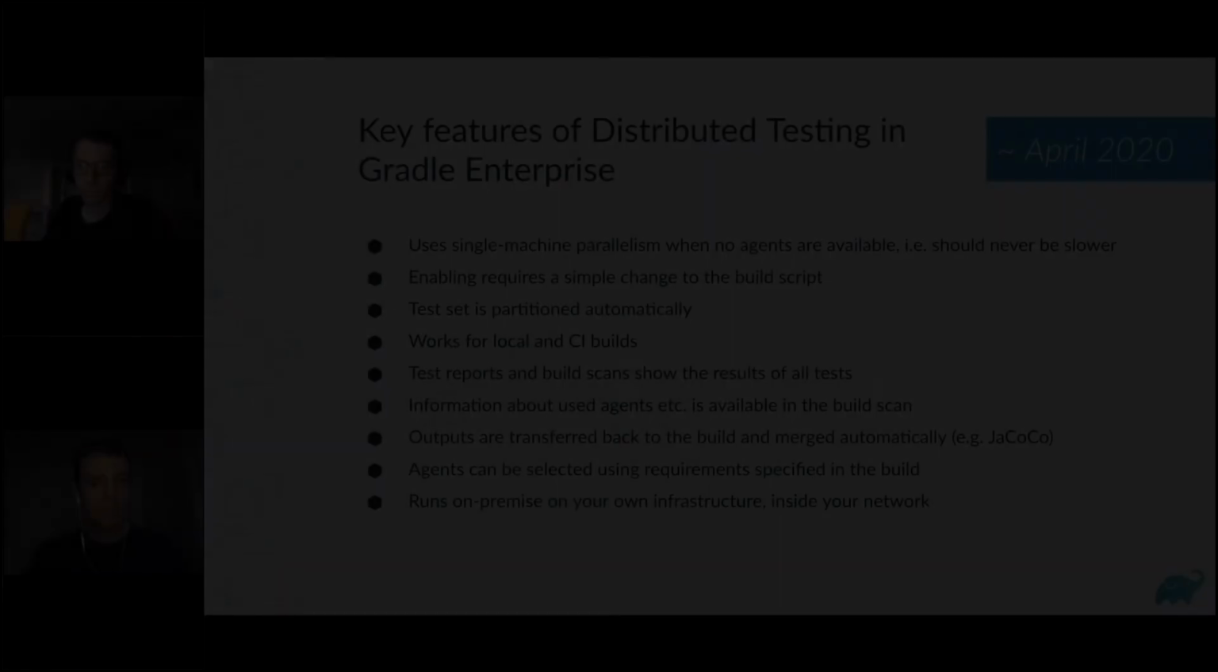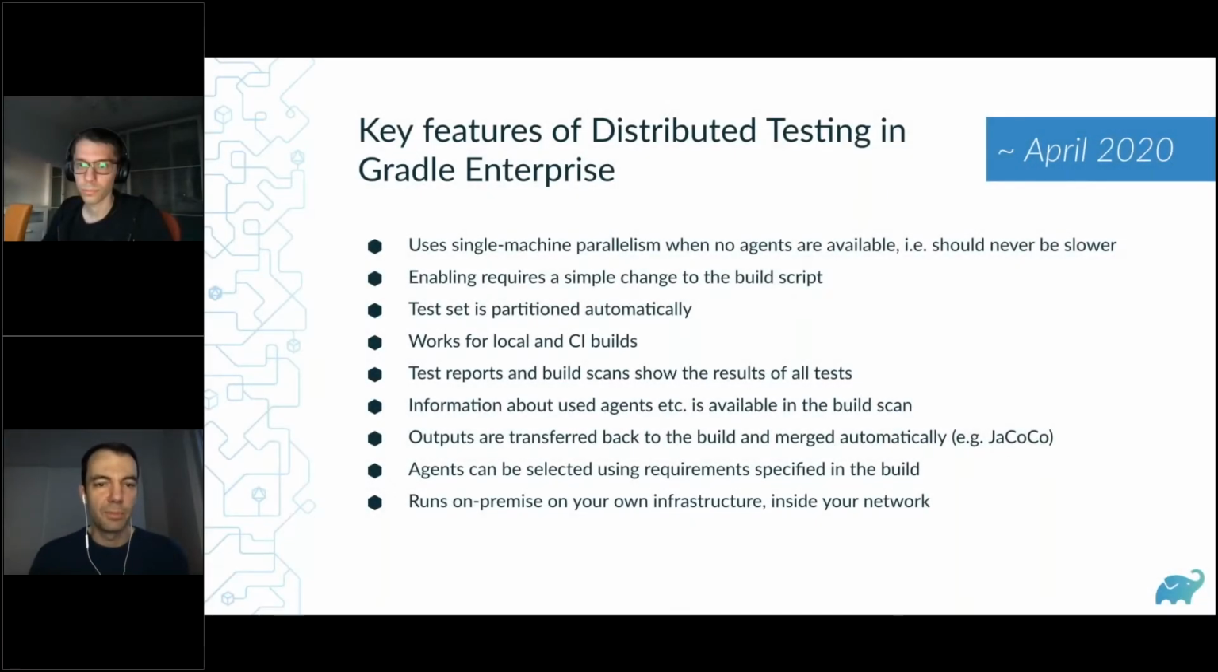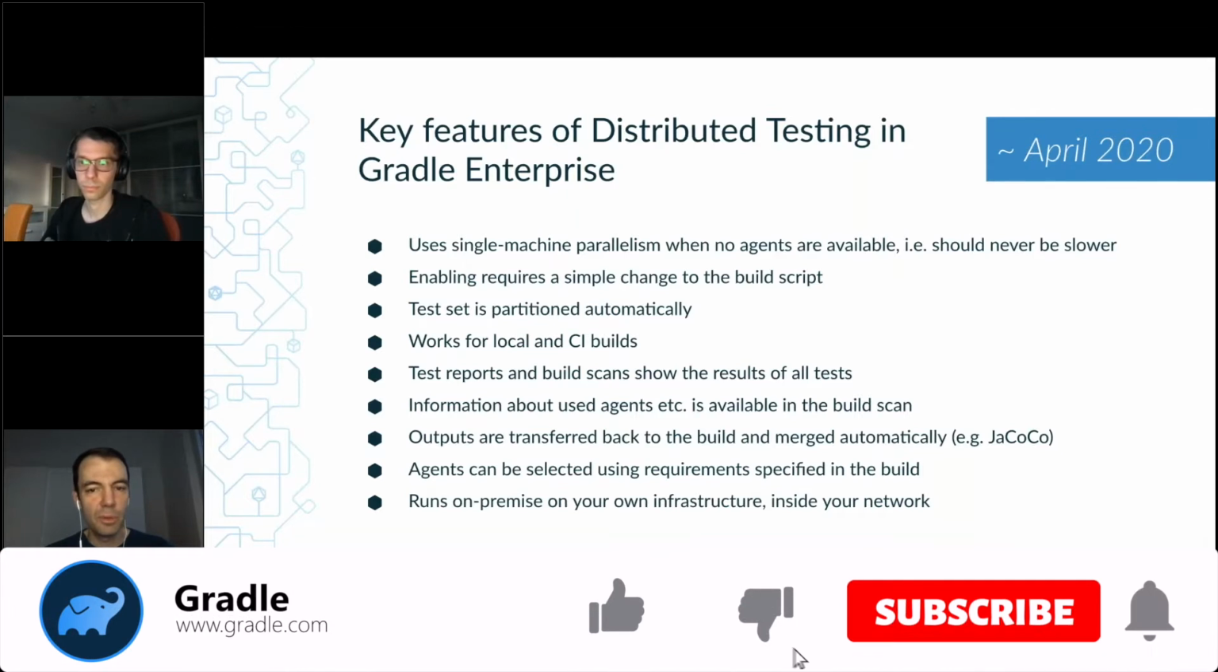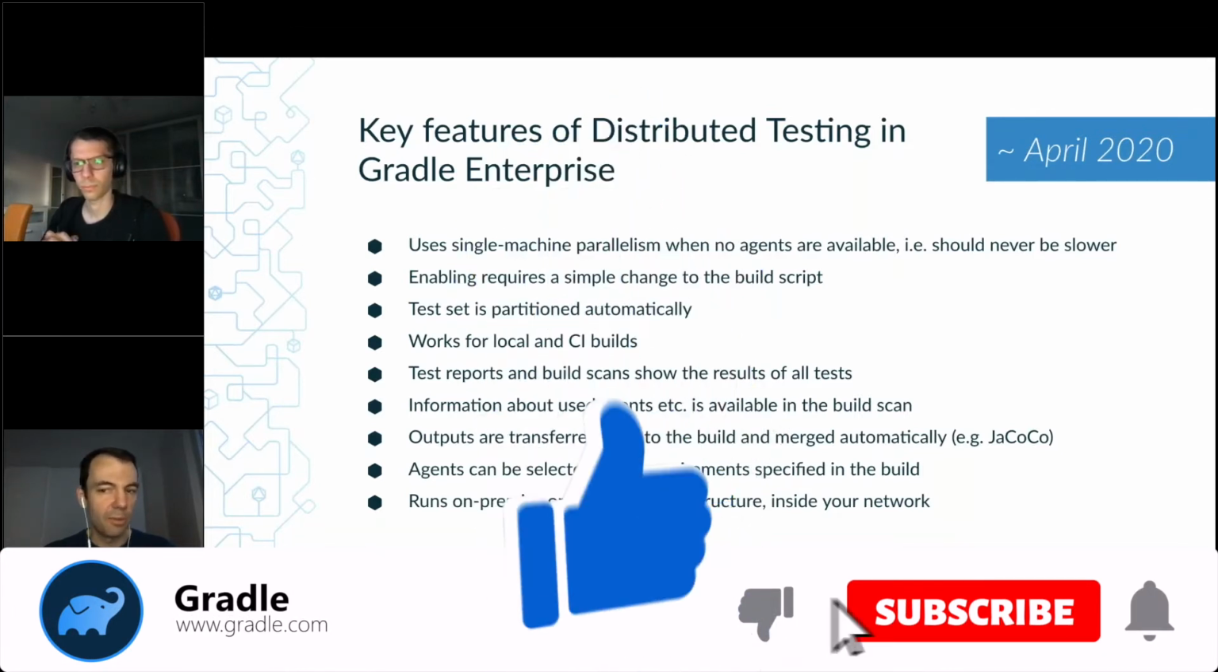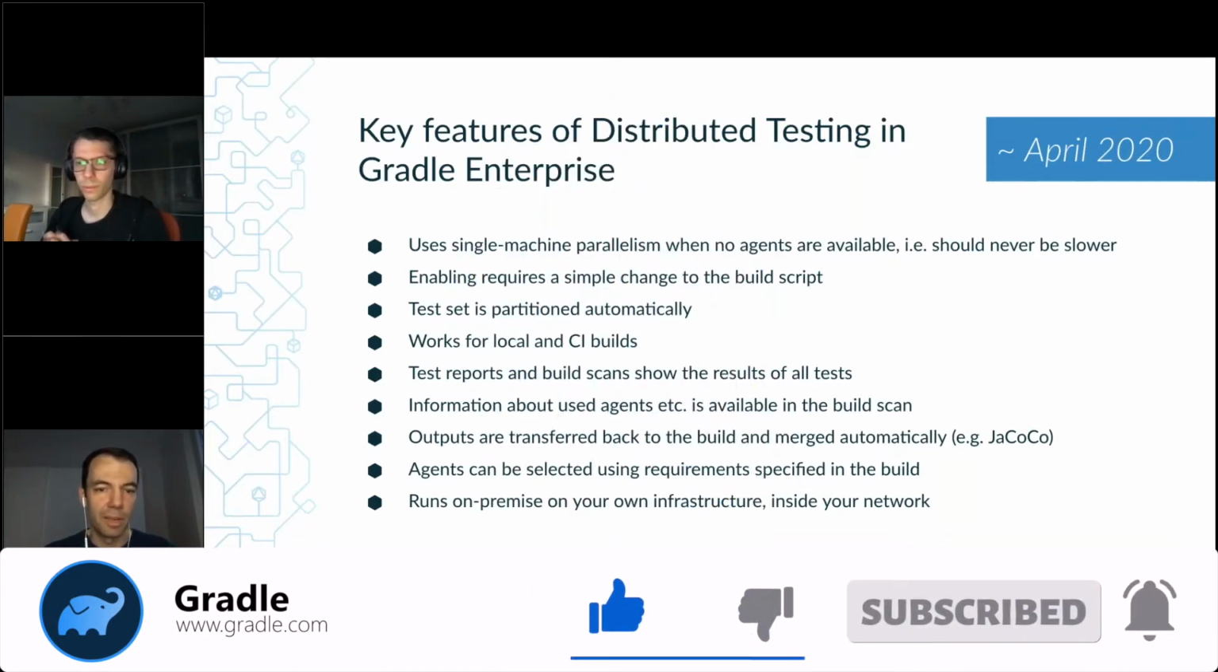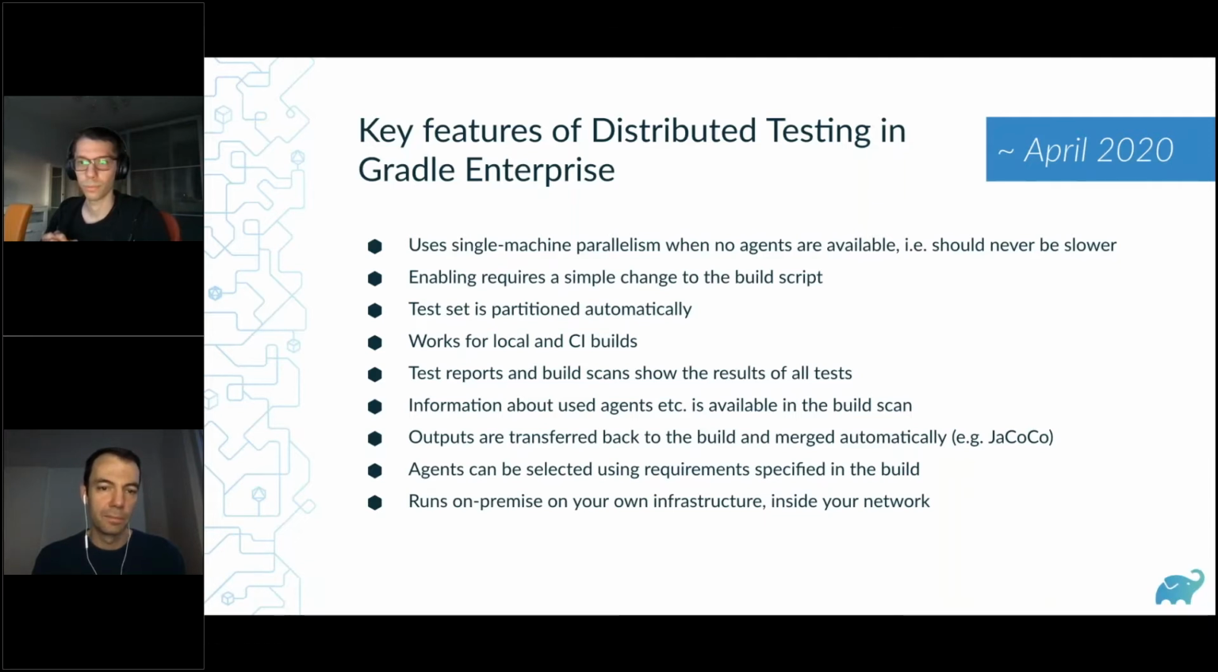Key features of distributed testing in Gradle Enterprise. It uses single machine parallelism when no agents are available. So that means even if you don't get any remote agents assigned, your build should never be slower than if you had just used max parallel forks in Gradle.